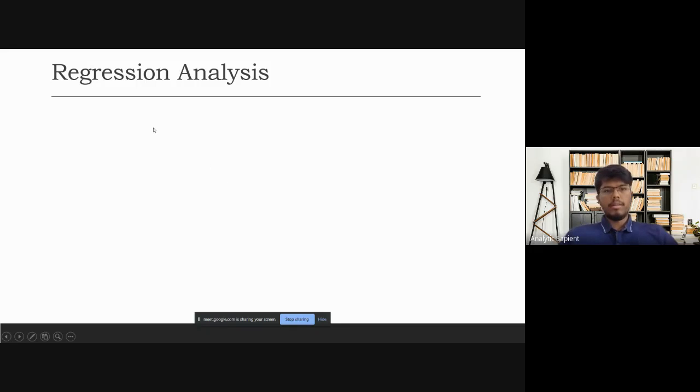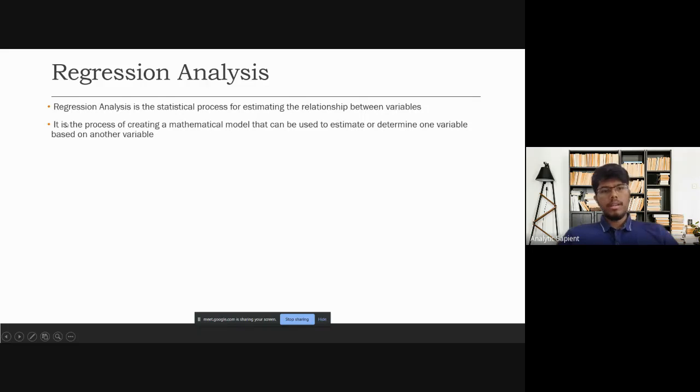Regression. Now, we just saw that correlation determines the strength between two variables. Regression is to understand the relationship between two or more variables. It is a statistical process for estimating the relationship, and it is a process of creating a mathematical model. We are creating an equation to determine or estimate one variable based on other variables.